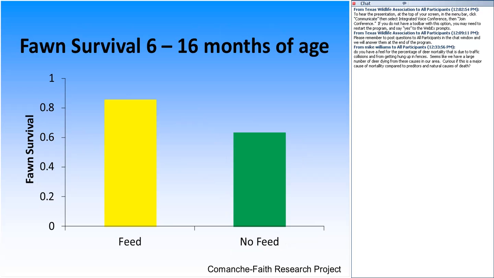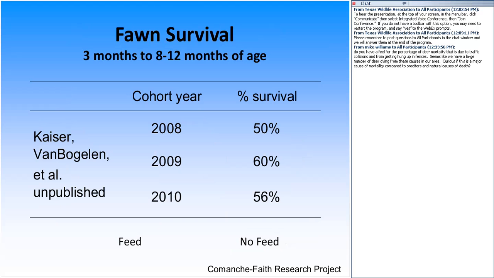Another thing we can get out of this Comanche Faith data is looking at fawn survival from 6 to 16 months. So that's from this November, December period until the following September about is what these data represent. And you can see supplemental feed makes a big difference. They go from about 85% survival in the presence of the supplemental feed, and without supplemental feed, we're below 60% survival. So the supplemental feed can increase the survival of these fawns after weaning pretty well.